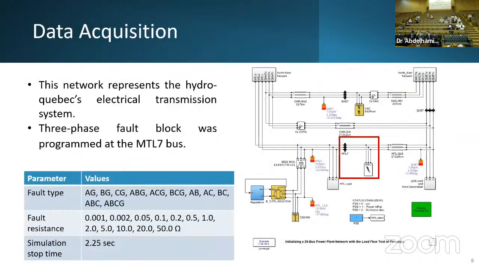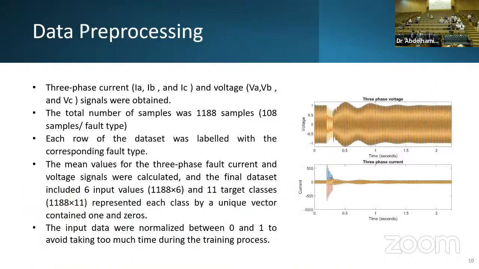This slide shows the model that we used to generate the dataset. This network represents the hydroelectric transmission system, and since we focused on the three-phase fault in transmission lines, a three-phase fault block was programmed at the MTL7 bus, as shown in the red box. In order to get various samples of data for each fault type, a variety of parameters were used, as listed in this table. After the simulation, the three-phase current and voltage signals were obtained from the model.